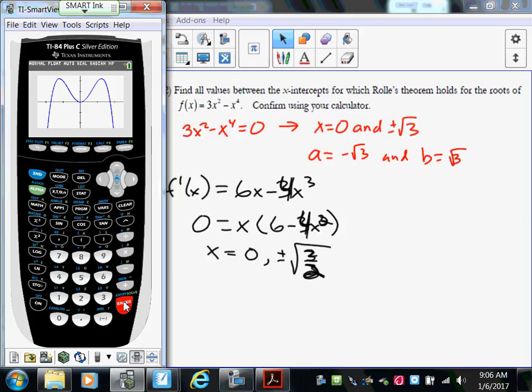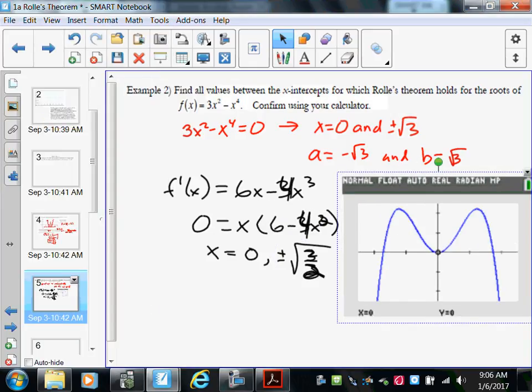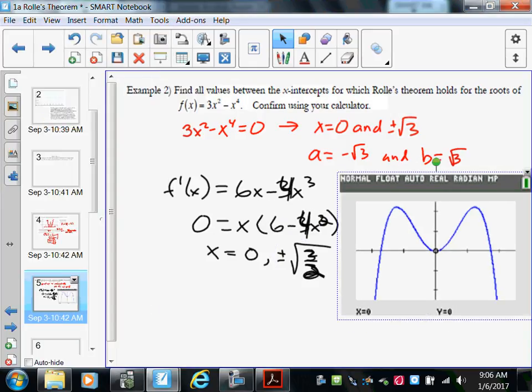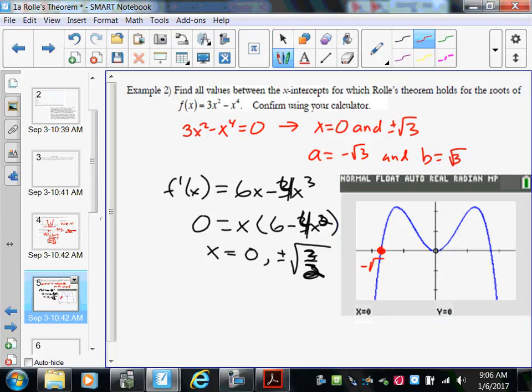There you go. So, basically, here's what the picture says. A and B are where y equals 0. So right here is negative root 3, and right here is positive root 3. And where are the slopes? Here, here, and here. So there's x equals 0, and this must be negative root 3 over 2, positive. So I have a 0 slope here, here, and here. So that's what I'm saying.